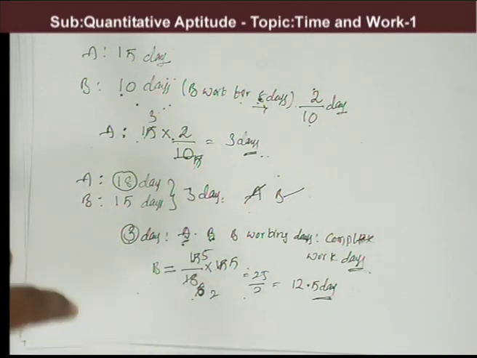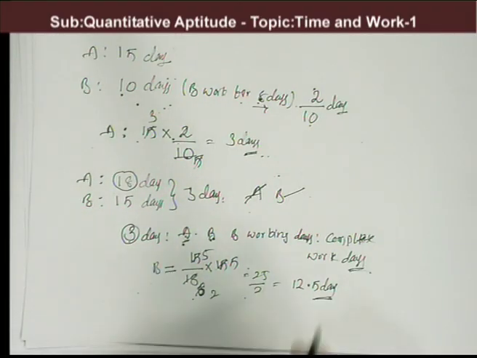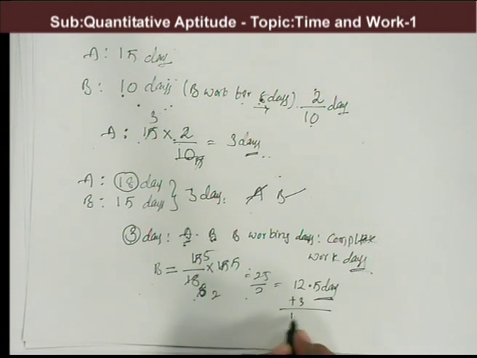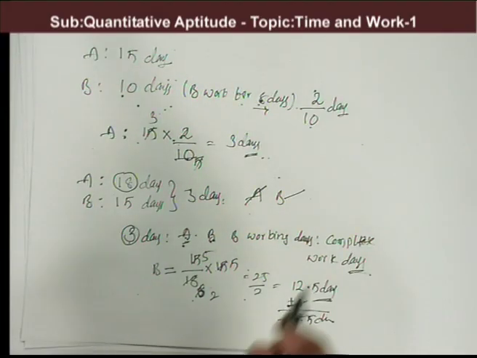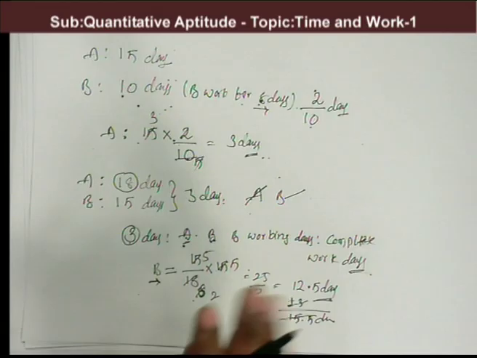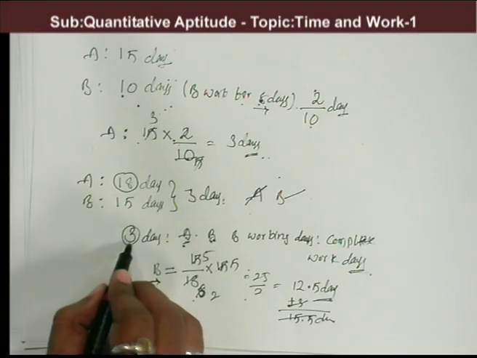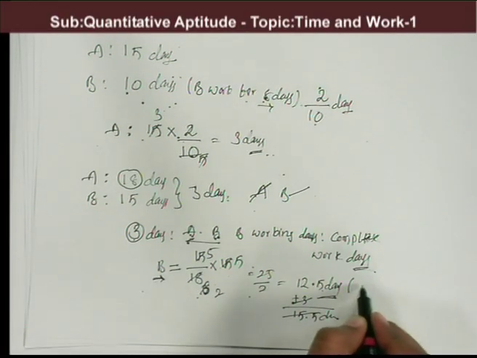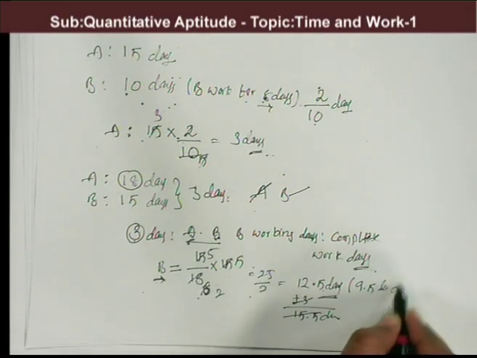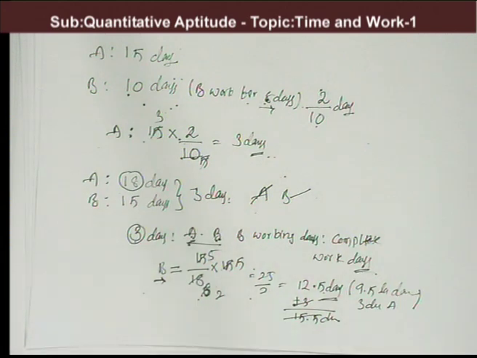What is the doubt? We found that B is working 12.5 days, but before that A and B worked together for 3 days. So it is 12.5 plus 3 days, that makes 15.5 days. This is the doubt, but this is the wrong answer, because we are finding how many days B is completely working. B works these 3 days with A and the remaining days alone. That means 12.5 days in total, 9.5 days alone and 3 days with A.